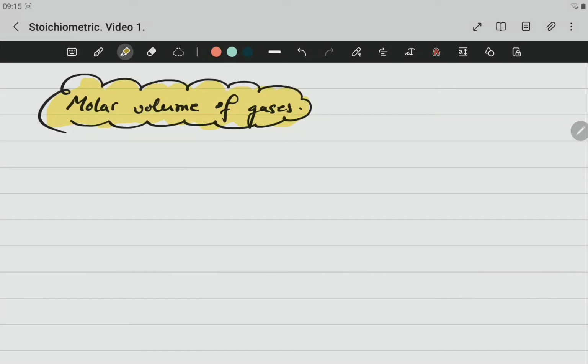Hello guys, Mr. G here, and we're going to be doing another video on stoichiometry. This time, we're going to be talking about molar volume of gases, and maybe if there's time, we'll speak about concentration. In the previous one, we spoke about the definition of the mole, and we did some calculations regarding the mole. So let's go to the molar volume of gases.